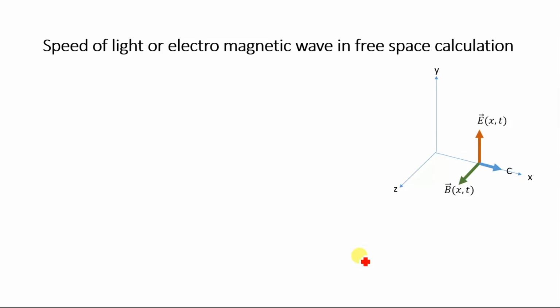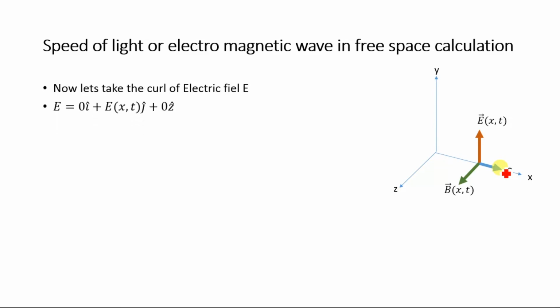Okay, let's determine the speed of light, or the speed of an electromagnetic wave, in free space. Consider this as a three-dimensional space. This is the x-axis, this is the y-axis, and this is the z-axis. Now here, consider an electromagnetic wave. We know that an electromagnetic wave is a transverse wave, which means that the electric field is perpendicular to the magnetic field, where c represents the direction of travel of the electromagnetic wave.